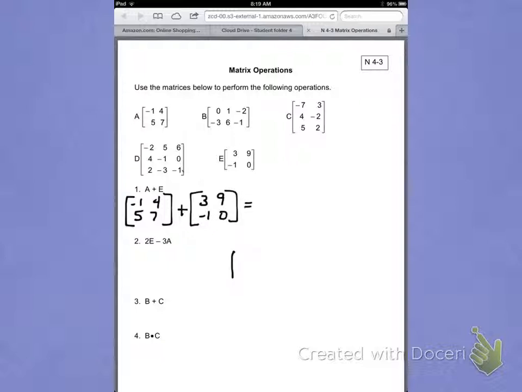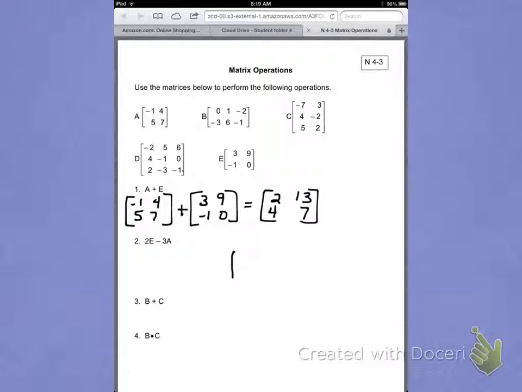And to add, all you do is add the elements in the same position together and get your answer matrix. So adding is really pretty straightforward. You have -1 plus 3, which will be 2 in that first spot. In the upper right hand spot we have 9 and 4. 9 and 4 is 13. We have 5 plus -1 or 4 in the bottom left spot, and 7 plus 0 or 7 in the bottom right spot. So those were fairly easy.